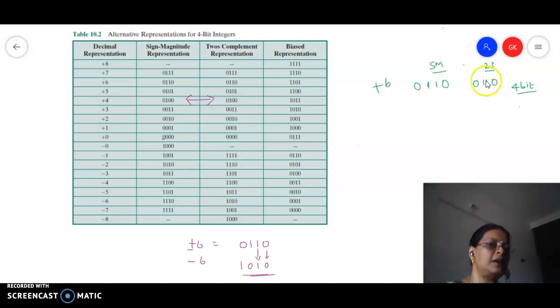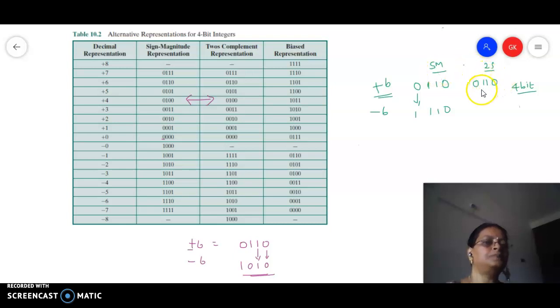As I told already, for positive numbers there is no change in the patterns. Now coming to the negative numbers, only negative numbers are handled differently in these two methods. For sign magnitude representation, as we said, the sign bit alone will be changed to 1, and the remaining bits, the magnitude, will be represented the same way. So it is going to be 1, 1, 1, 0. This is the pattern followed for minus 6 in sign magnitude representation.